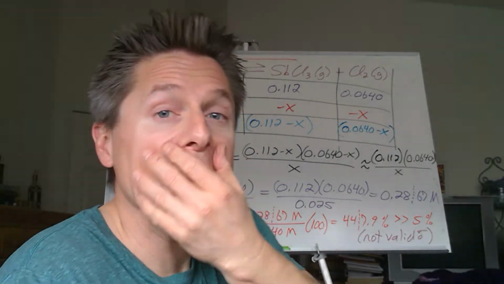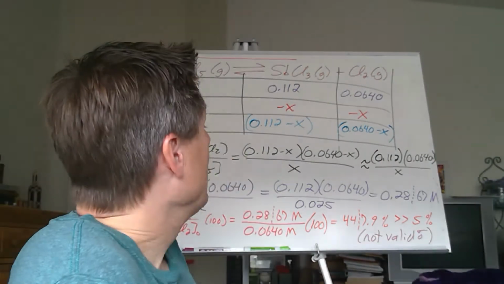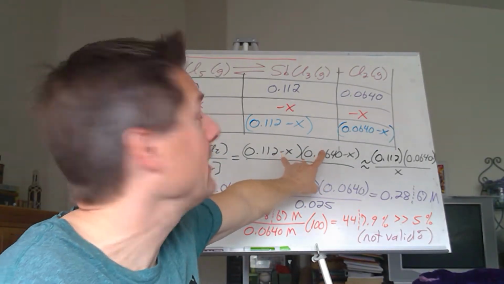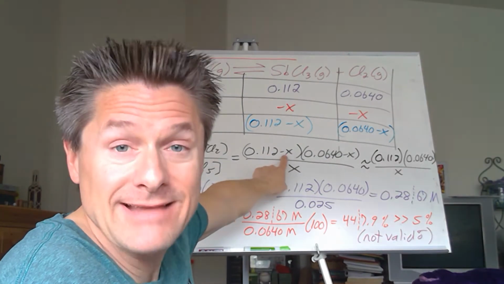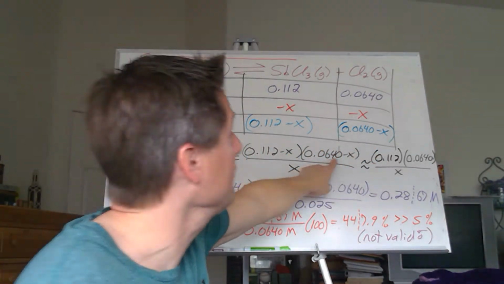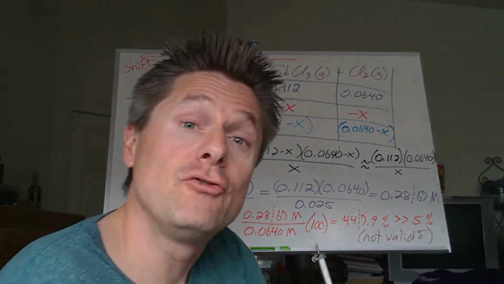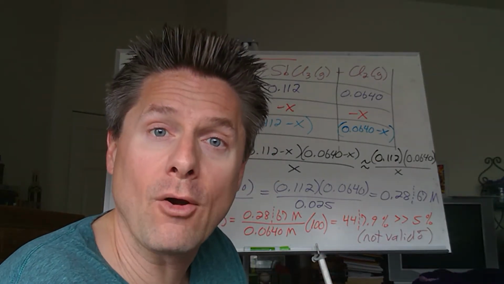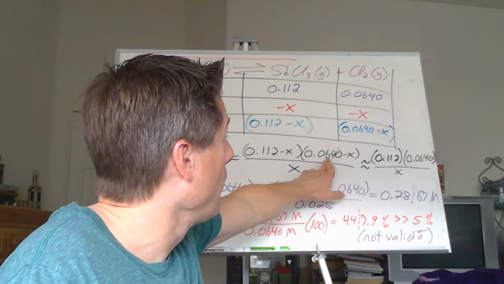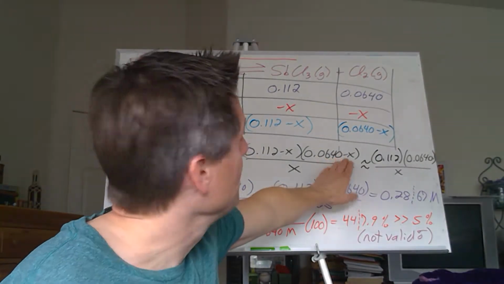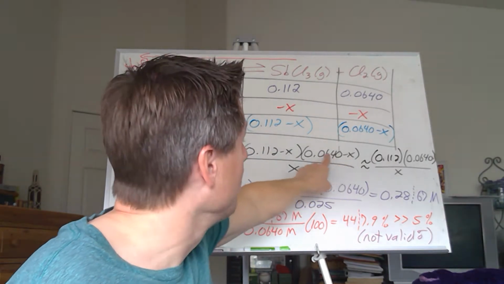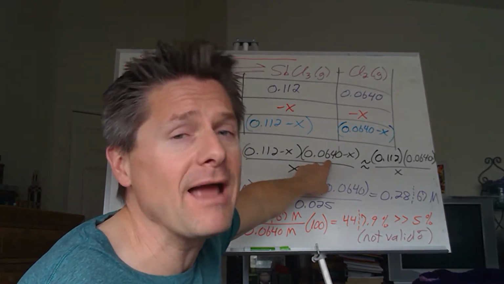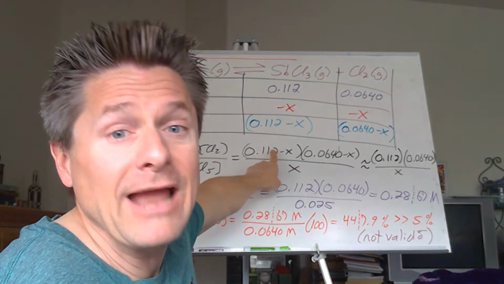All right, guys, let's do the assumption validity test on this. But there's a little trick to this one. We've actually got 2 times we're assuming x is small, right? We're saying 0.112 minus x is 0.112, and we're assuming 0.0640 minus x is 0.0640. You don't have to do that assumption validity test twice. You just have to pick the one where it's going to create a higher percent error, which will be the one with the lower value, right? So if I take the value of x divided by the initial amount of chlorine gas, the 0.0640, and times that by 100, and that's less than 5%, that's valid. Then it's certainly valid for the higher value, 0.112.